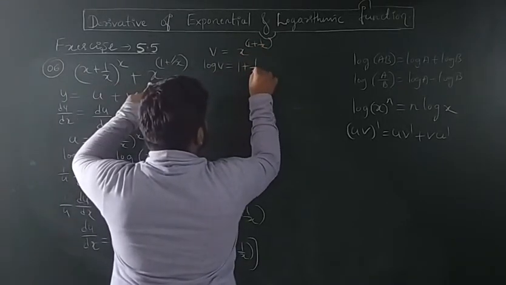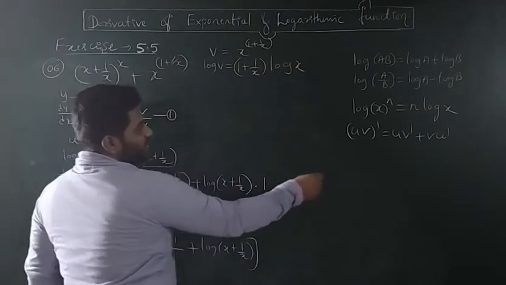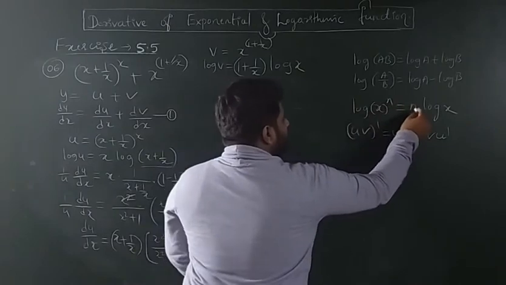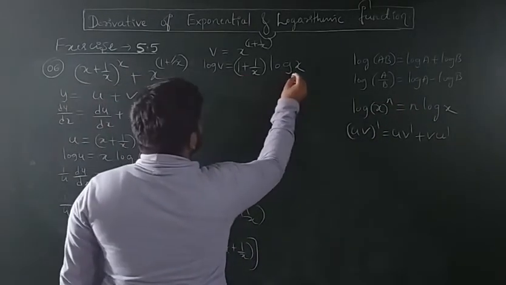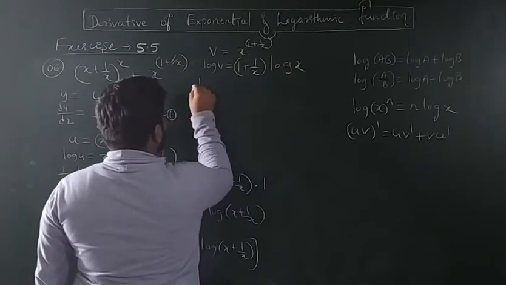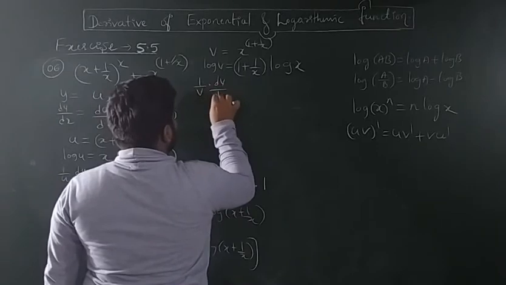1 plus 1 by x into log x. So why does this happen? Because log x raised to n is equal to n into log x. I hope you are getting it. So these are two functions, and again we can differentiate. The differentiation of log v is 1 by v into dv by dx.